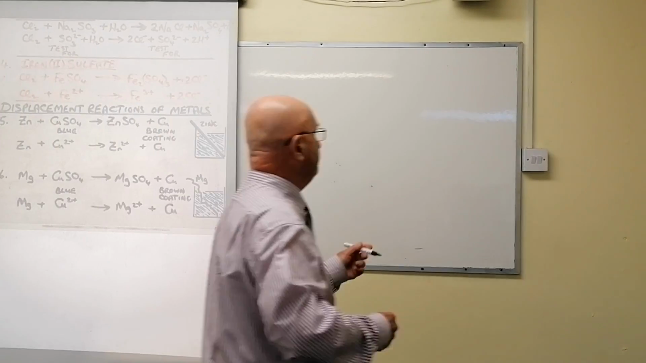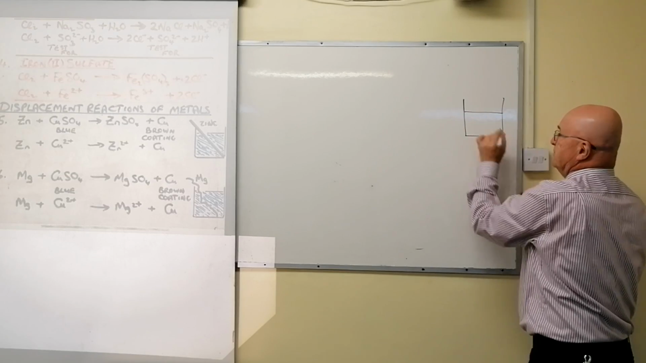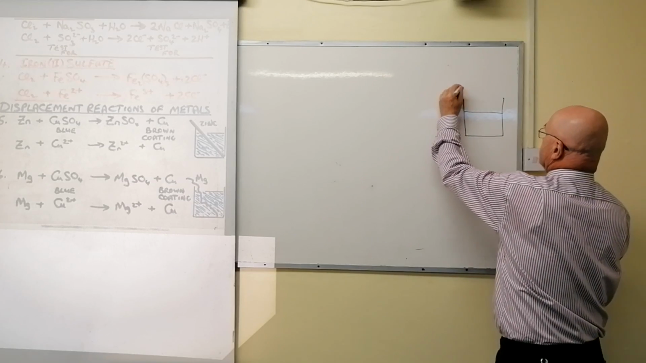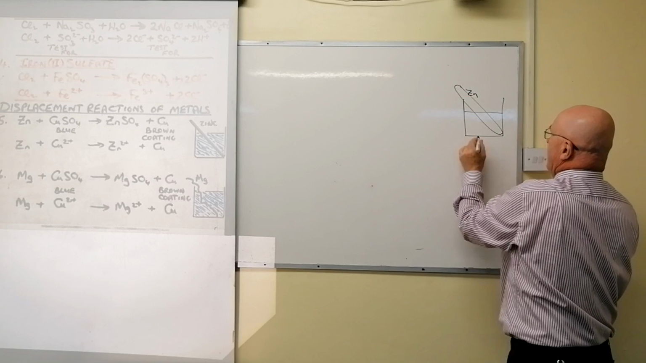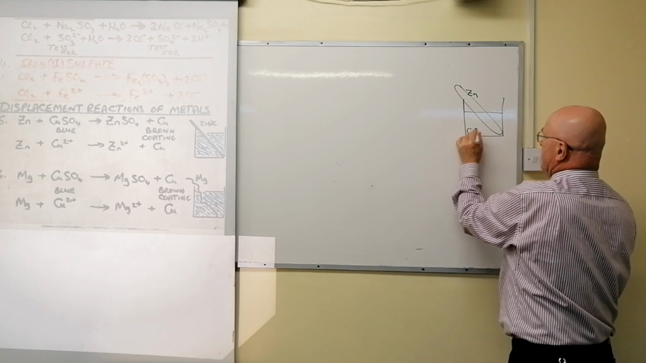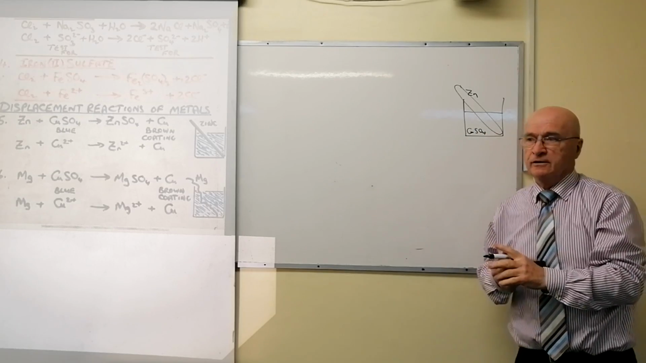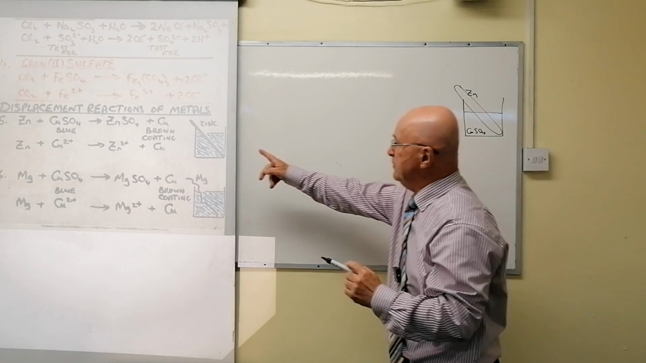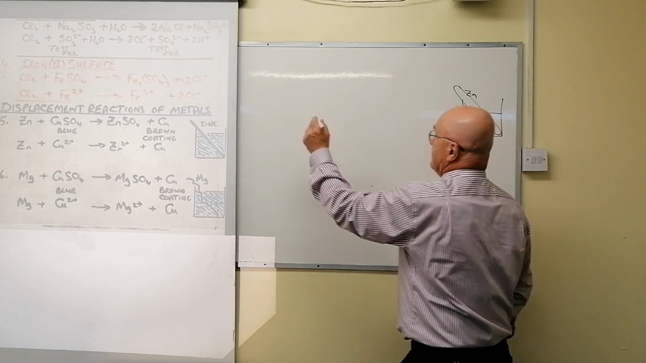If you were to take a solution of copper sulfate, which is blue in color, and you put a zinc rod into it, that's zinc, and this is copper sulfate, CuSO4. Do you all know that copper sulfate is blue in color? Okay, and that's it there. Blue in color. Basically, what will happen in this particular instance, you get a reaction taking place.